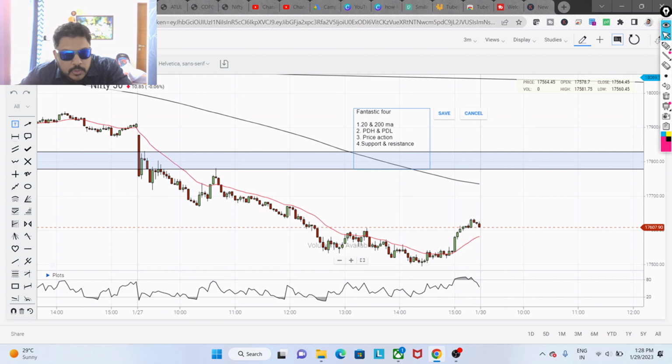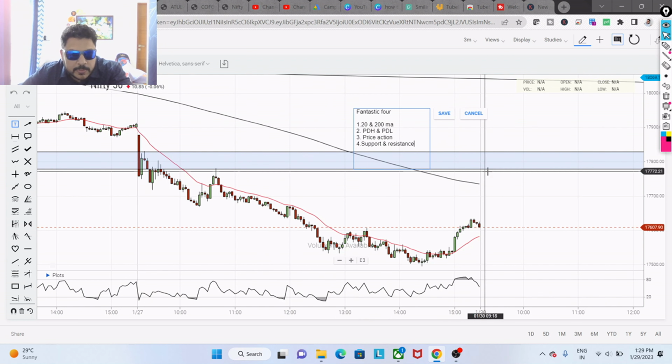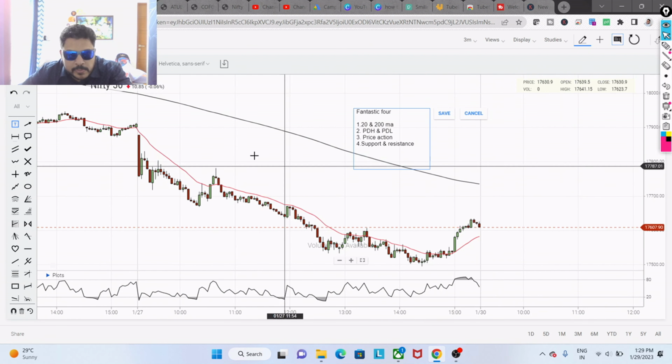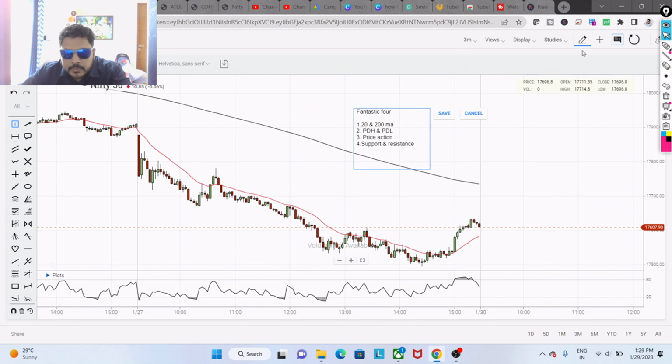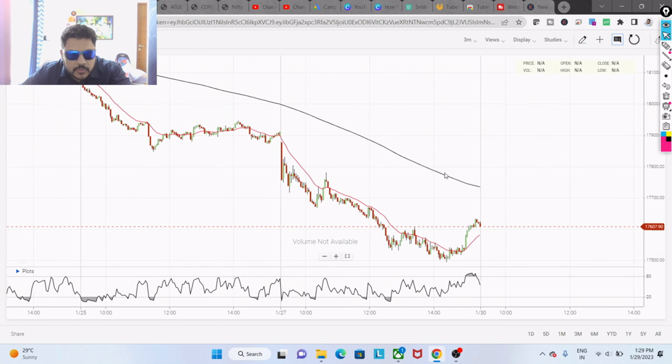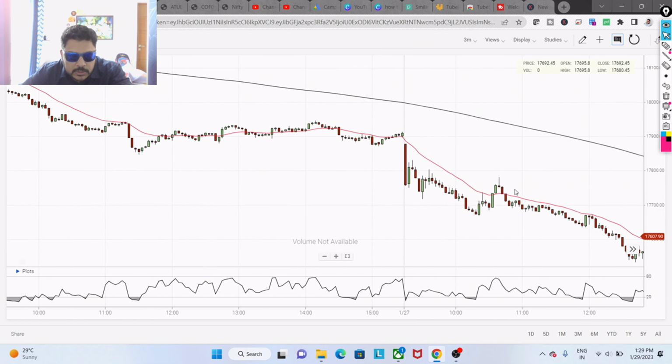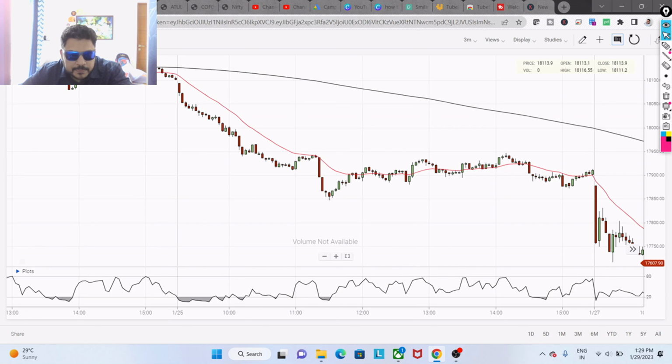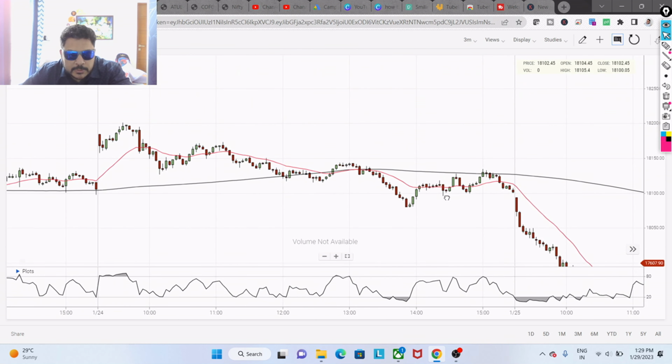You're going to apply this Fantastic Four on a daily chart and understand what you need to do if it gives you a breakout or breakdown. So let's get started. We have applied our 20 and 200 period moving average on this chart. Now we have to apply our previous day high and previous day low. Let's go one day ahead and try to understand from previous days.